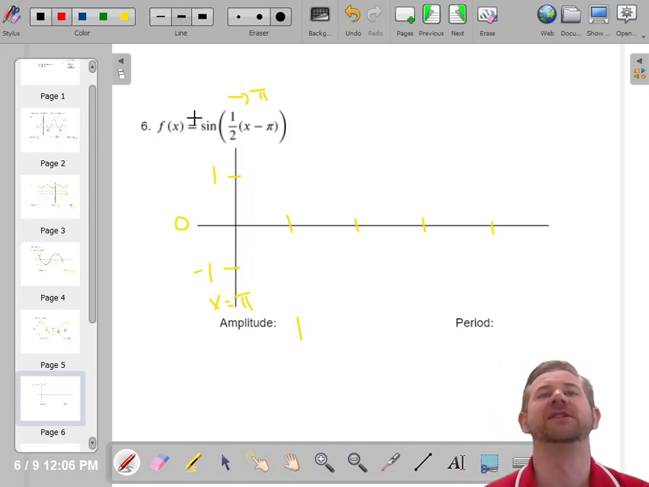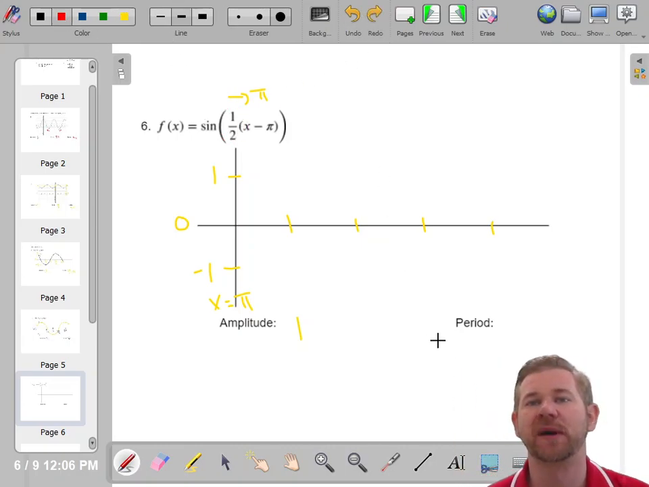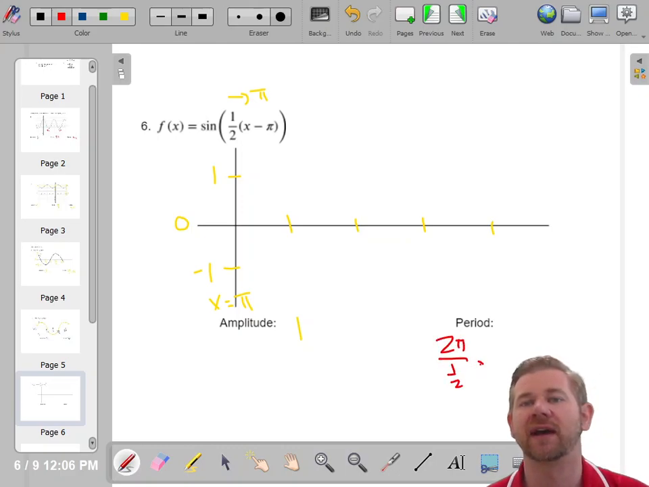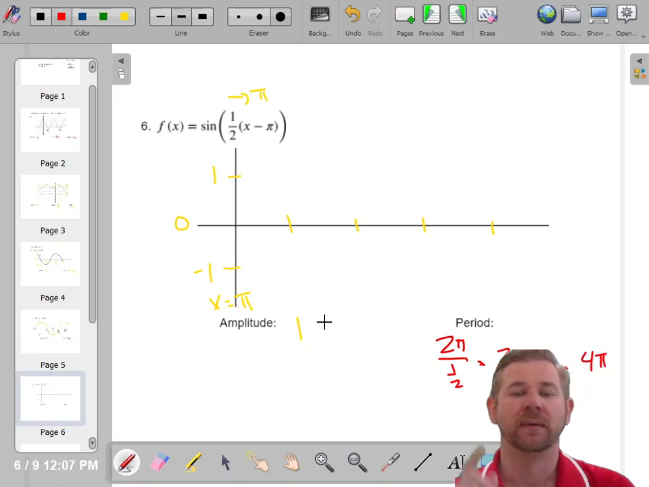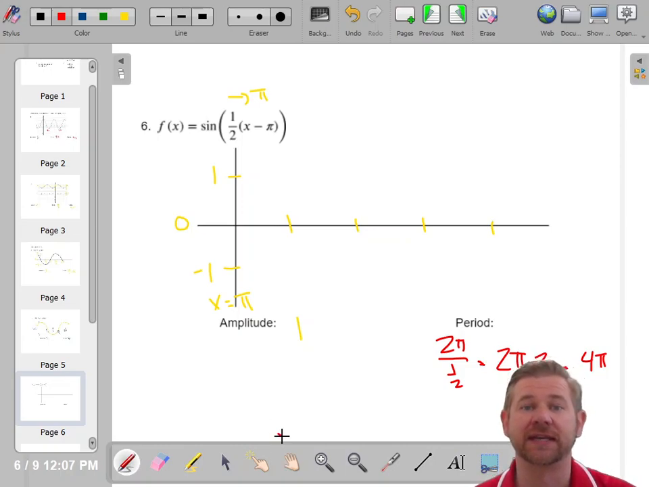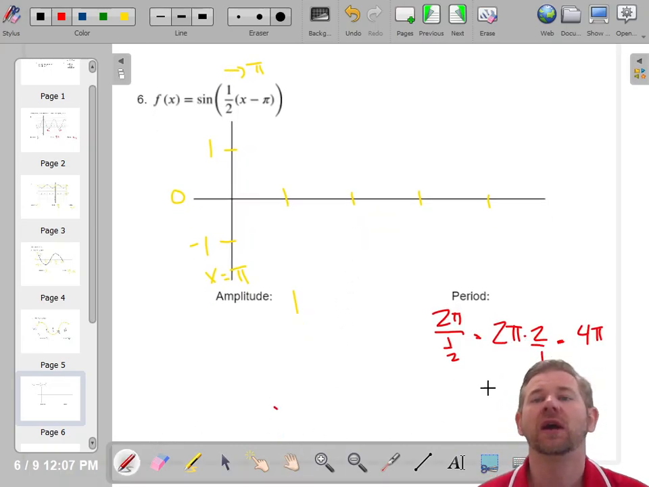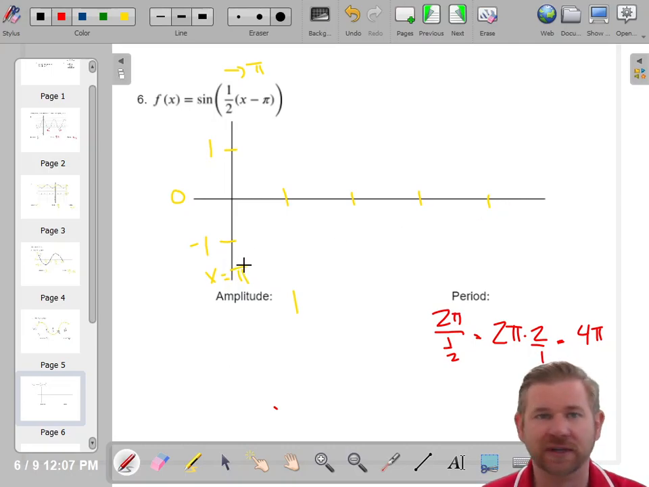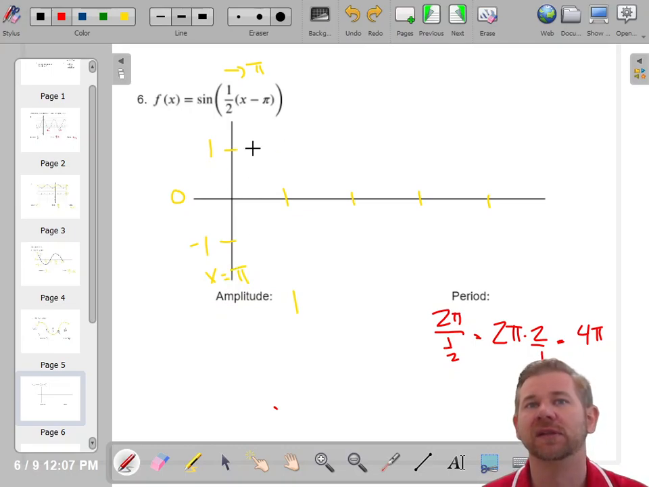The other thing in this problem is there is a b value, so I'm going to do 2 pi divided by 1/2. And when I copy, change, flip that, 2 pi times 2 over 1, I get a period of 4 pi. So think about it before we check it in Desmos. If you have a period of 4 pi and there are 4 tick marks, each one is counting by pi. So 1 pi, 2 pi, 3 pi, 4 pi. But you didn't start at 0. You started at 1 pi. So 1 pi plus 4 pi, you should be ending at 5 pi.